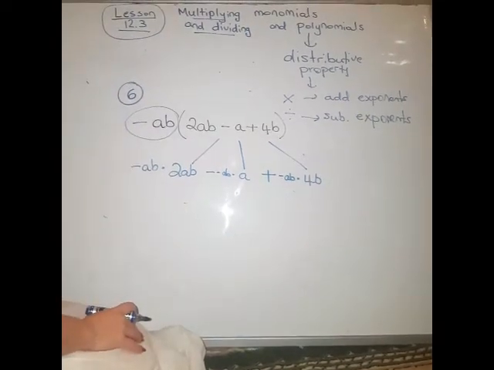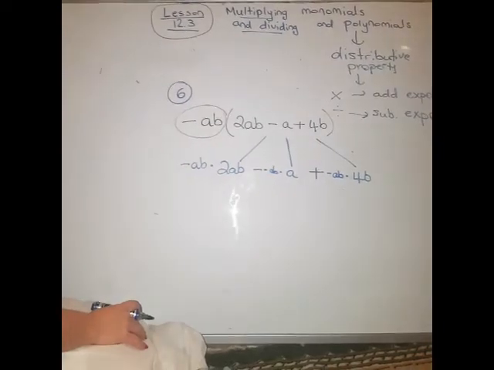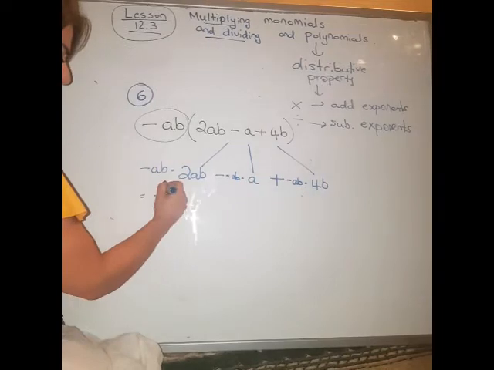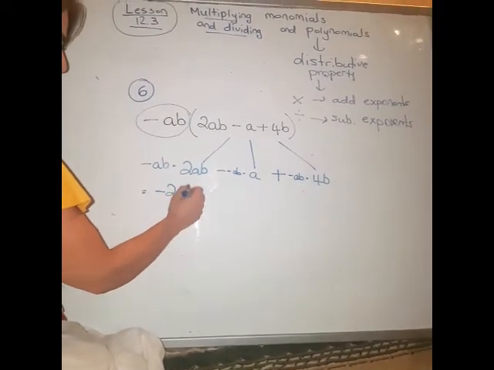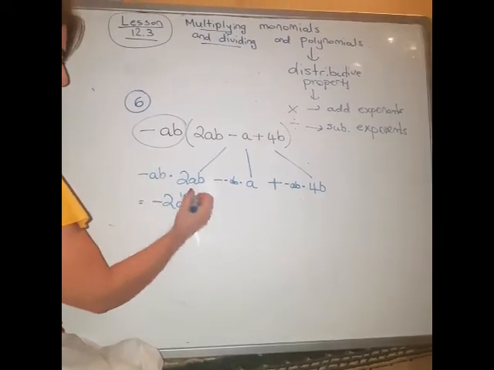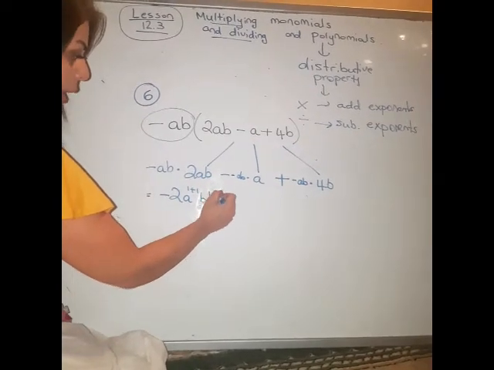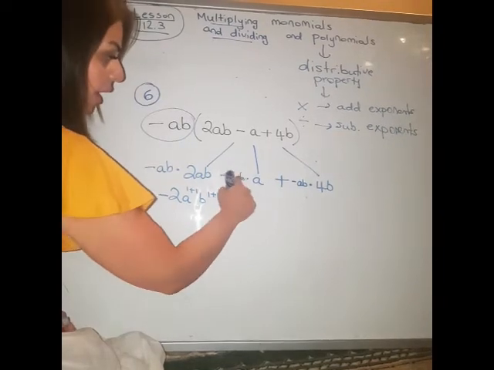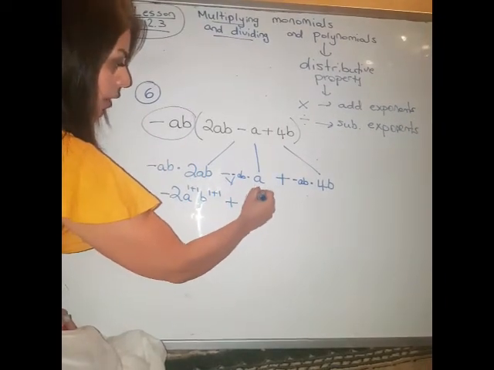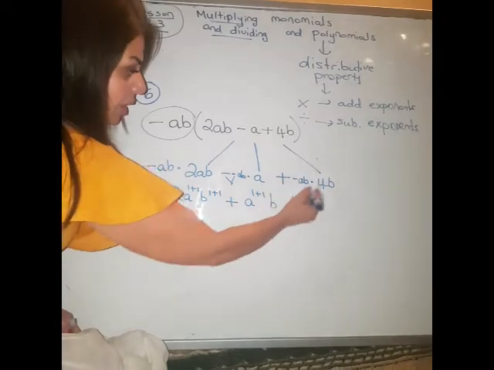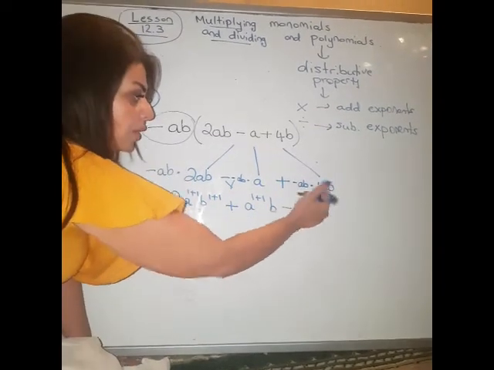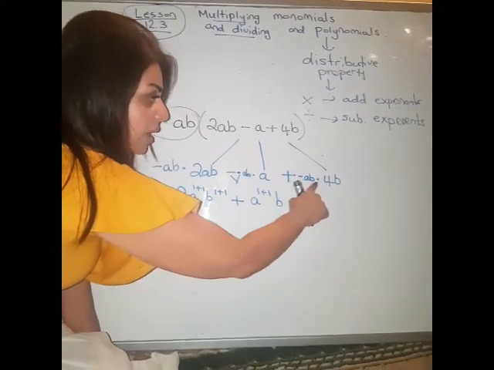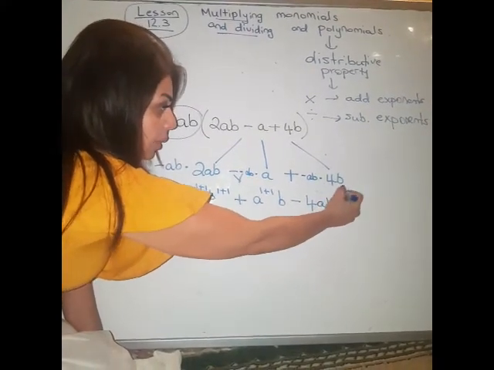Now I start multiplying and dividing. Multiplying. Negative and a positive give me a negative. 2, there's no other number. I have a and an a, so it's 1 plus 1, and b 1 plus 1. I continue. Negative and negative give me a positive. I have 2 a's, so it's a 1 plus 1 and a b. Plus and a minus. 4, there's no other number for that. Is there another a? No, I bring it down as it is. How many b's? b 1 plus 1.